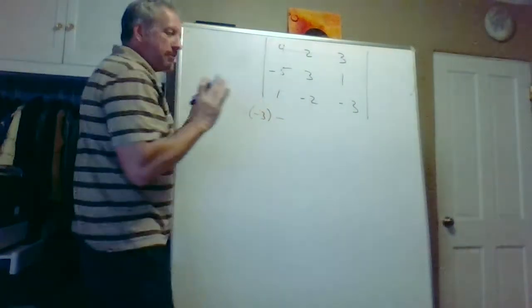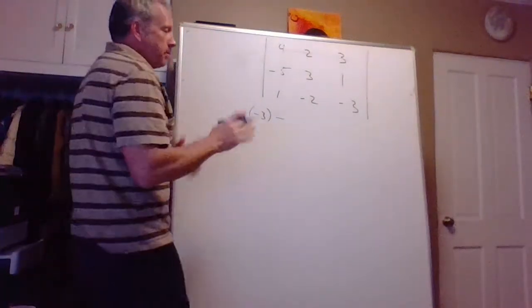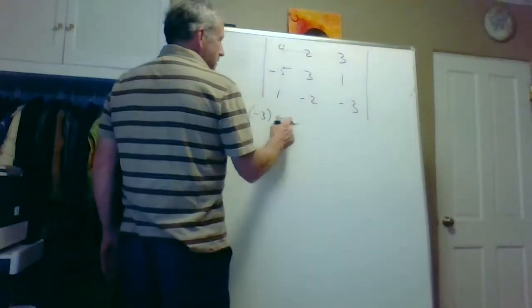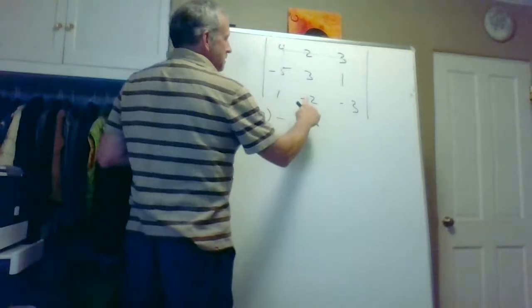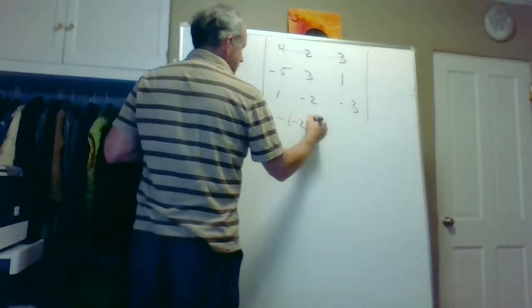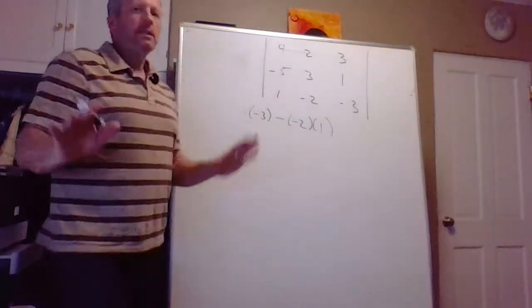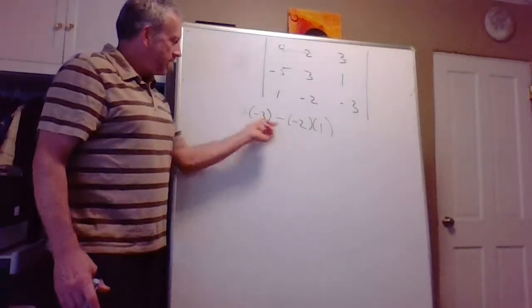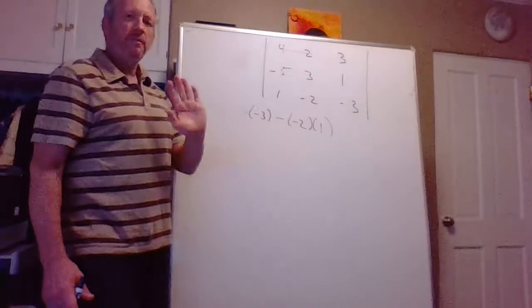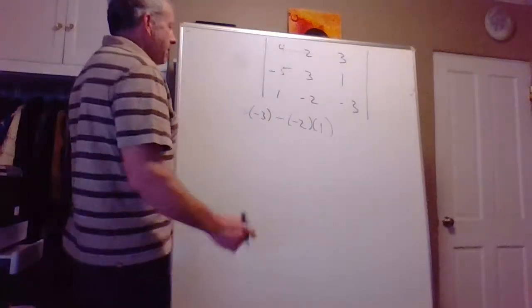Minus, again, I've got to be really careful with the minus signs and plus signs. Minus, because it's this times this, minus this times this. So negative 2 times 1. And we can calculate that, no question about it. Negative 9 plus 2, so negative 7. Find that. I don't want to worry about the calculation right now.